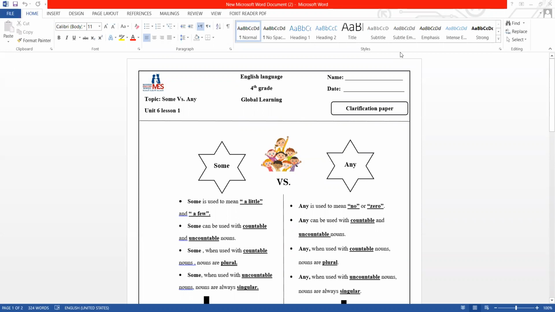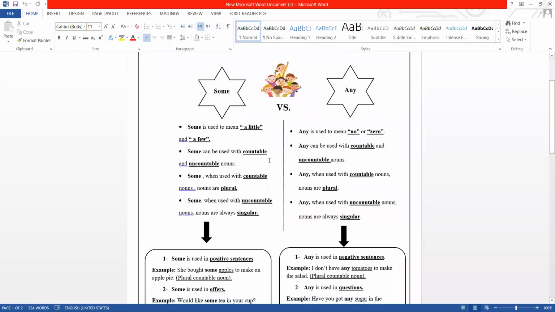First, let's start talking about some. When we use some, we use it to mean a little or a few. Here, we can say, for example, some milk, some potatoes, some tomatoes, some sugar. In these examples, we mean a little sugar, a little milk, or a few tomatoes.